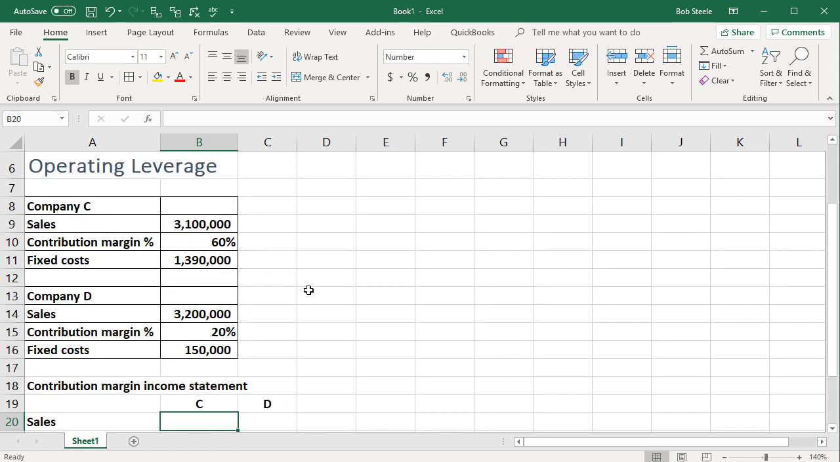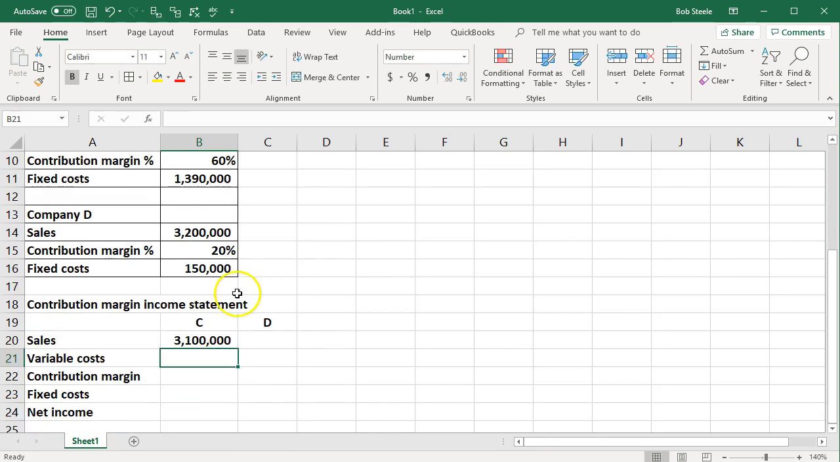Note they didn't give us the standard information. They're going to make us do some kind of funny work in order to figure out some missing information because we don't have the variable costs, in other words. So for C, for example, we have the sales amount, that's great, but we don't have the variable costs, okay? We do have the contribution margin percent. That's common to be done in practice problems.